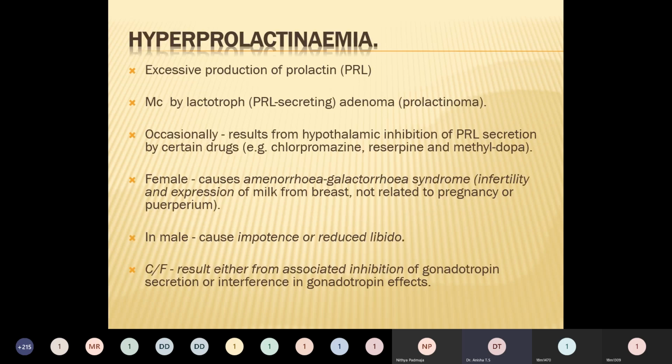Okay. Another hormone that the anterior pituitary secretes is prolactin. All of us know what prolactin is. It helps in lactation.